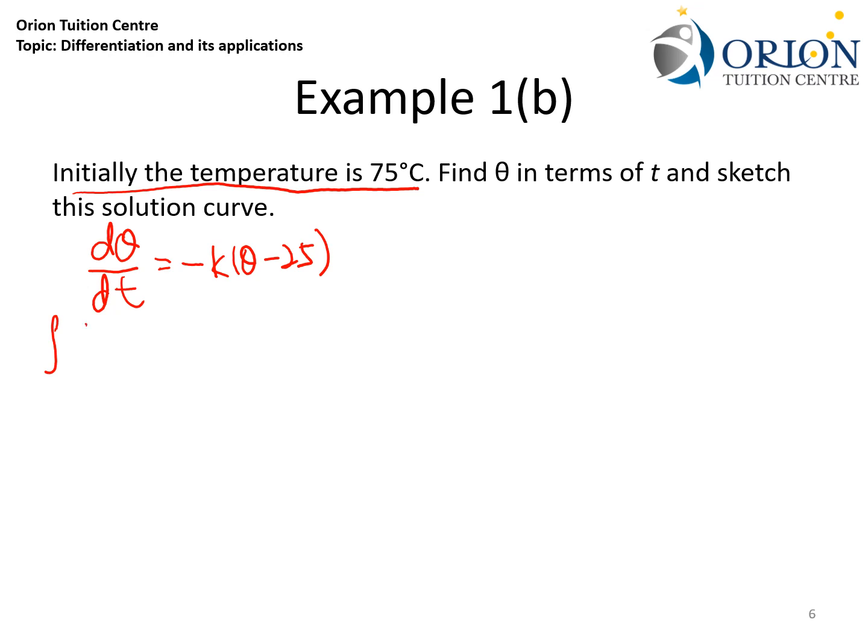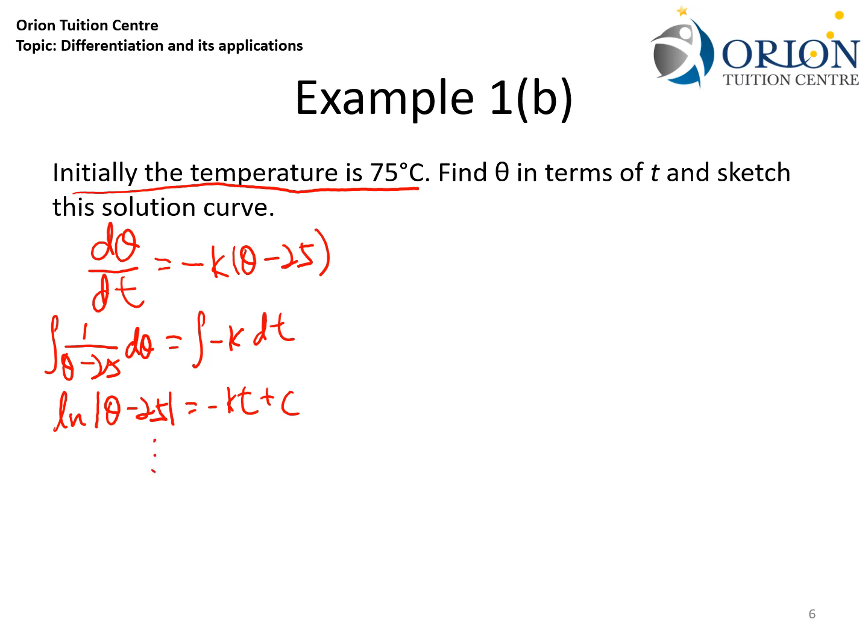We get the integral of 1 over (θ - 25) dθ equals the integral of -k dt. So we have ln|θ - 25| = -kt + c. If we rearrange this entire equation, eventually we will end up with the form θ = 25 + Ae^(-kt), where A = ±e^c. And now we want to find out the integration constant A.